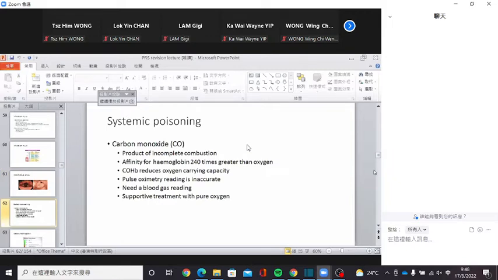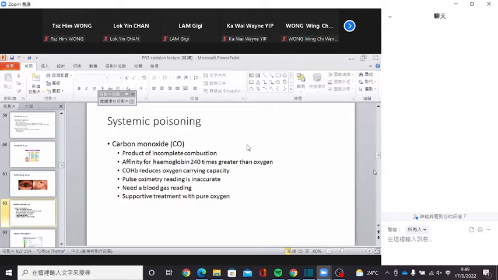For lower airway inhalation injury, one special entity is carbon monoxide poisoning. Carbon monoxide is a product of incomplete combustion. It has a hemoglobin binding affinity 240 times greater than oxygen. So it will significantly reduce the oxygen carrying capacity of your circulation, and the pulse oximetry reading will be falsely reassuring.